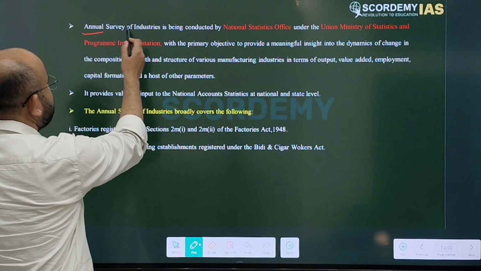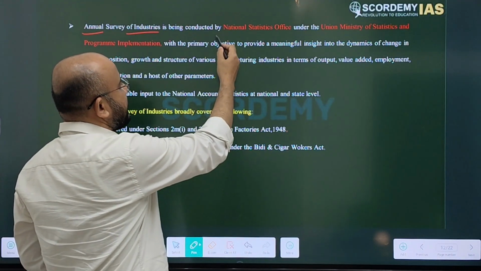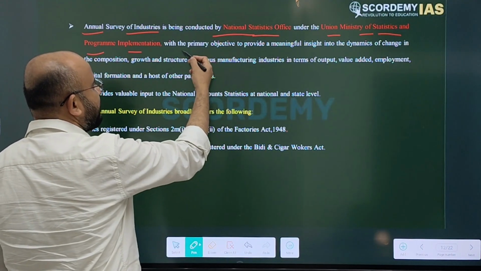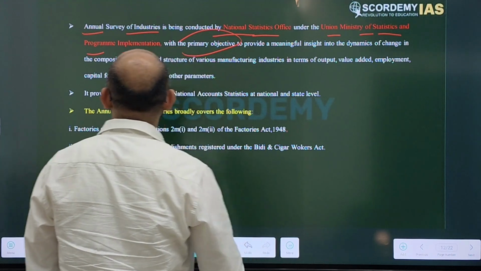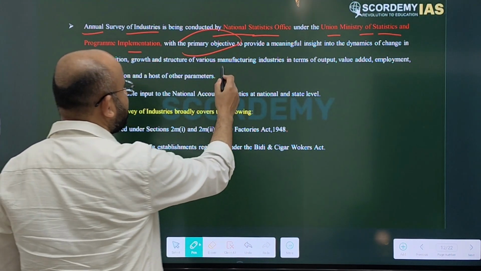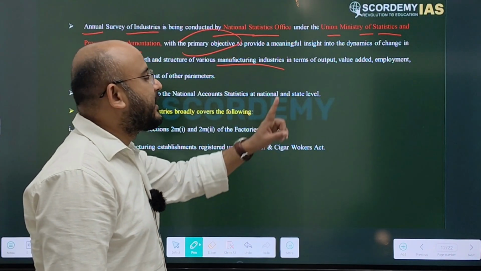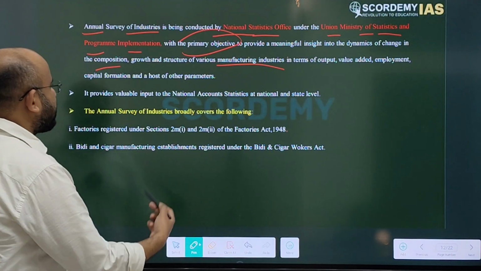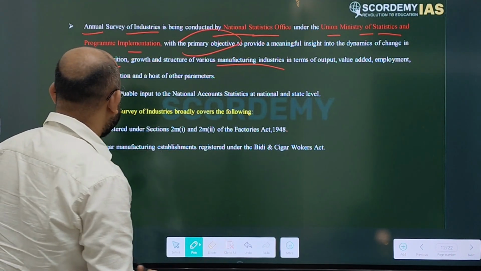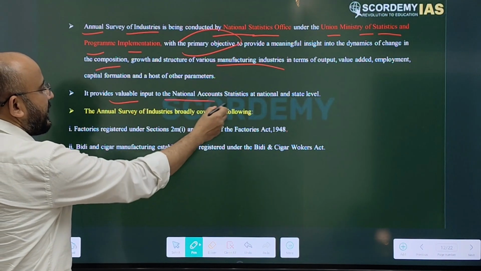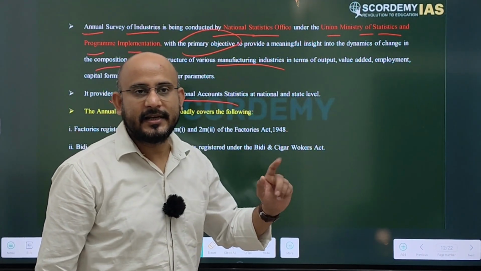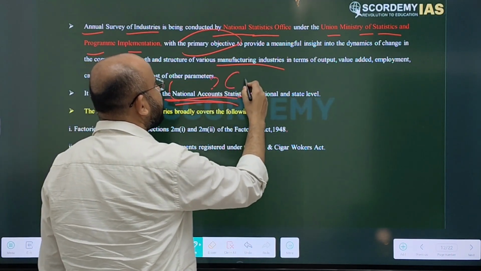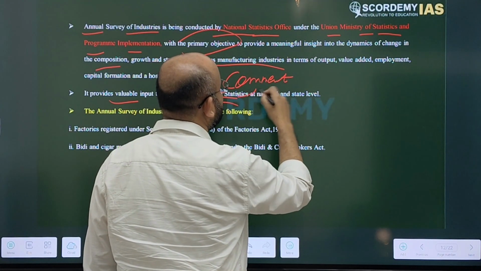So annual survey of industries is conducted by the National Statistics Office under the Union Ministry of Statistics and Program Implementation. The primary objective is to study the dynamics of changes in the composition, growth and structure of various manufacturing industries, in terms of output, value added, employment and capital formation. It provides valuable insight into the national accounts statistics at national and state level. In the comment section, let me know what you mean by national accounts statistics.